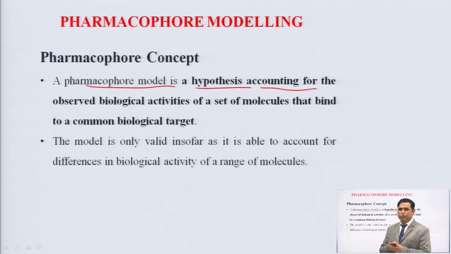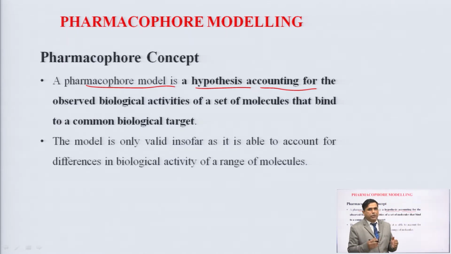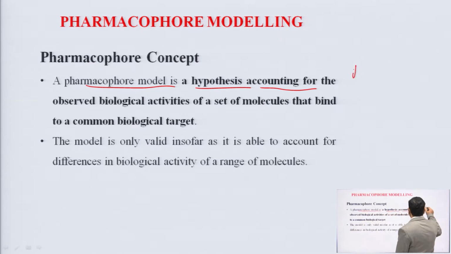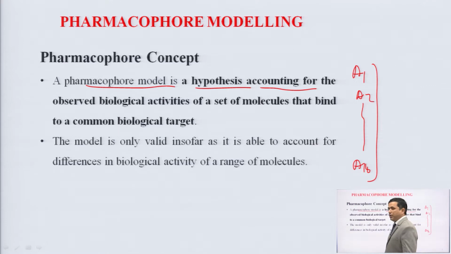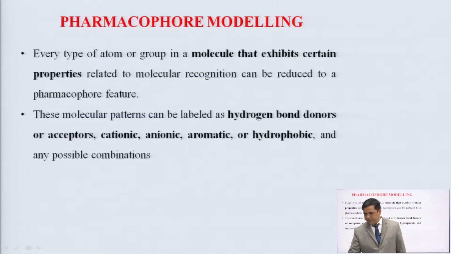So, when we have different types of molecules, they show the biological activity of a range of molecules. Suppose we have different compounds. All the different types of compounds show different types of biological activity, and in this context we have to understand the pharmacophore concept.